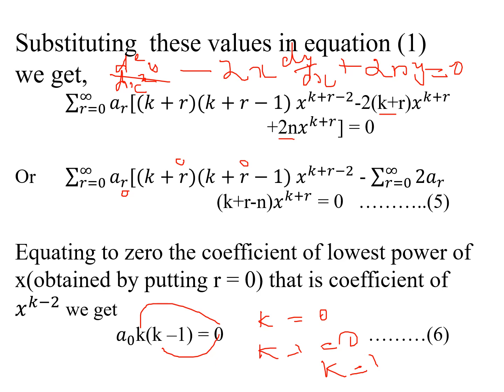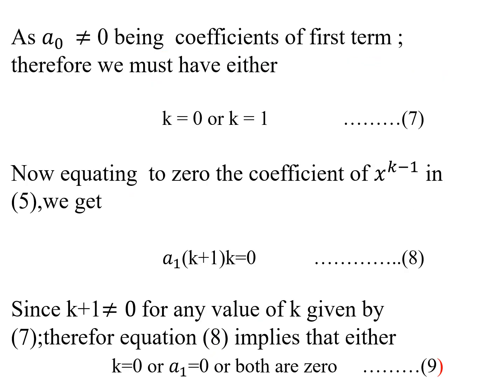Again, equating the coefficient of x power k minus 1 by putting r is equal to 1 in this equation, we are getting a_1 into (k plus 1) into k is equal to 0.